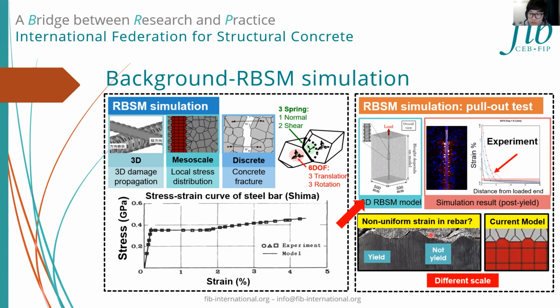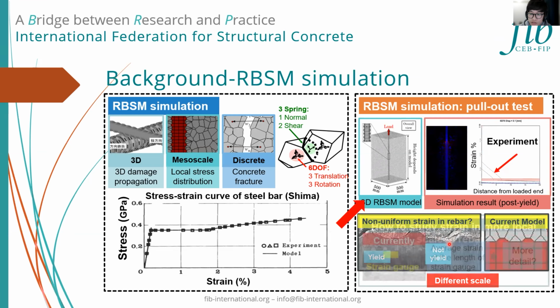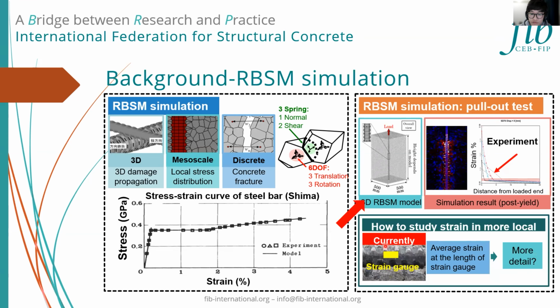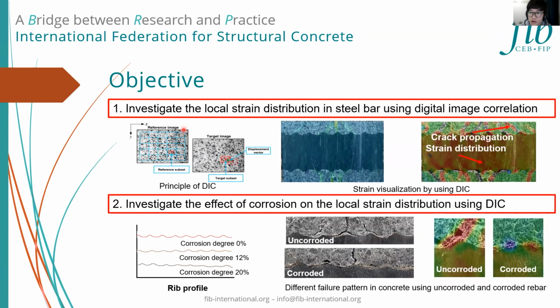So to solve this kind of problem, first we need to directly observe the local strain. However, the current measurement method, like the traditional strain gauge, cannot provide detailed information of local strain because it still shows an average strain over the length of the strain gauge. Therefore, my objective in this research is to figure out the local strain distribution inside the steel bar using digital image correlation technique, which is a powerful tool for studying the local deformation of structures. So in DIC, the different strain values are marked as different colors as shown in these figures. And I also would like to investigate the effect of rebar corrosion on the local strain distribution.